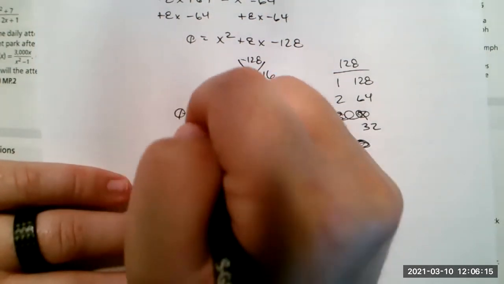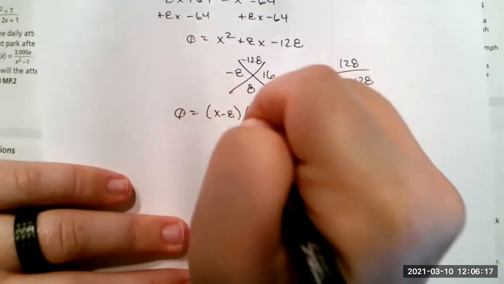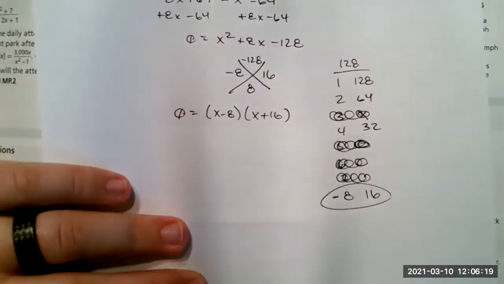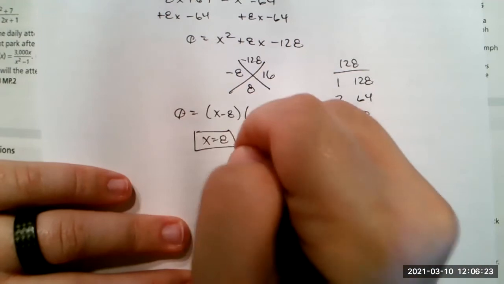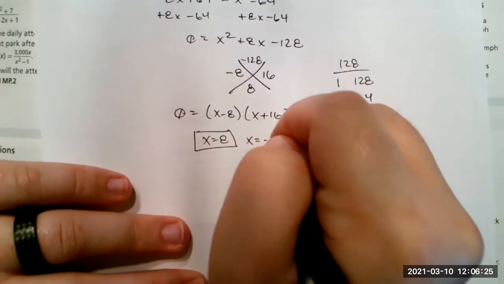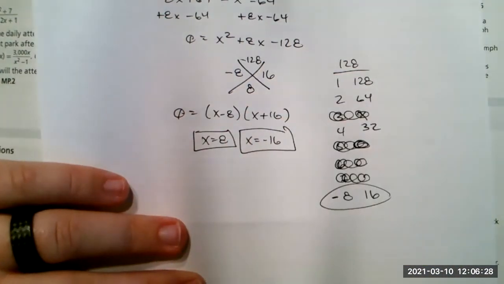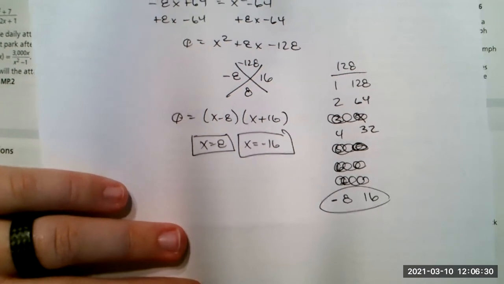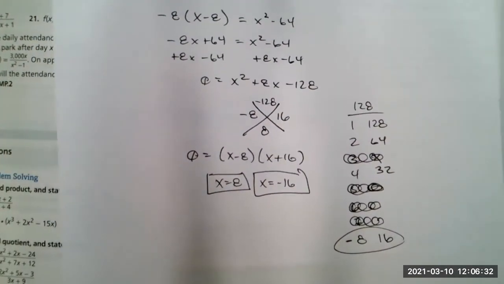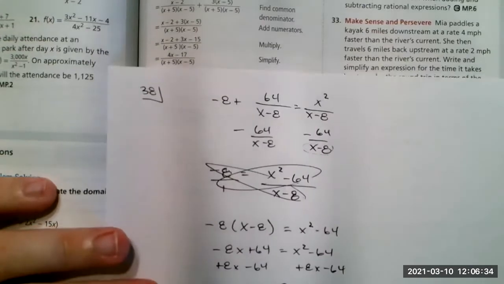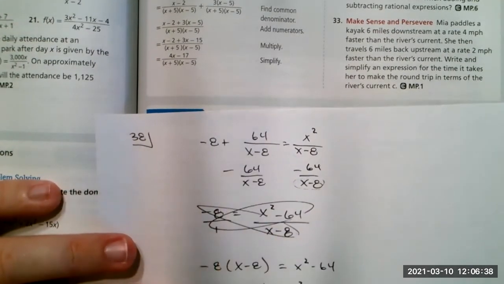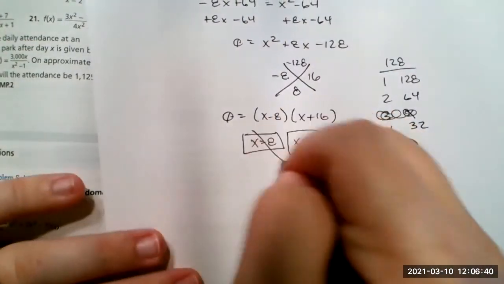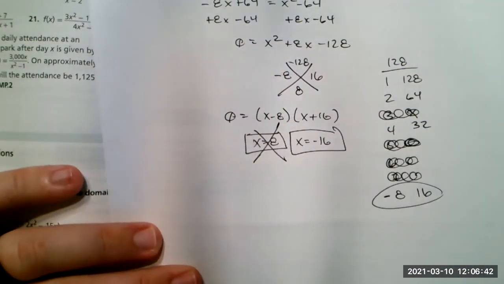So I've got 0 equals x minus 8 times x plus 16. So my two answers are going to be x equals 8 and x equals negative 16. Make sure that those don't violate any denominators. If I plug in 8, 8 minus 8 is 0. So that's going to give me an extraneous solution, so I don't want to include that. I only want negative 16.